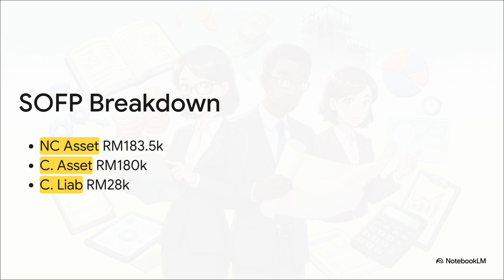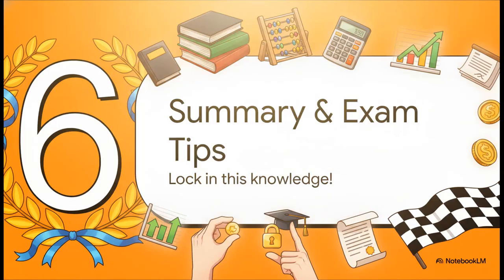But wait, I really want to highlight a massive trap students fall into. Up top under non-current assets, never ever forget to deduct your provision for depreciation. In this case, 16,500 ringgit from your machine cost to show the correct net book value of 183,500 ringgit. Don't let that easy mistake cost you points. We are almost at the finish line.